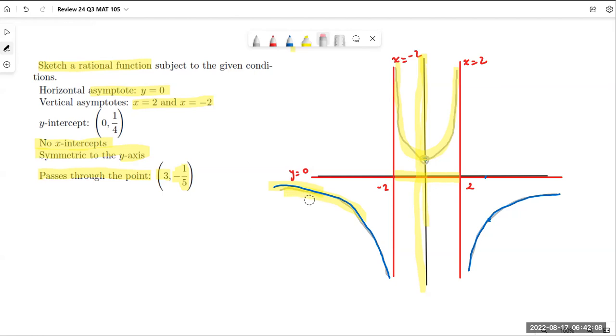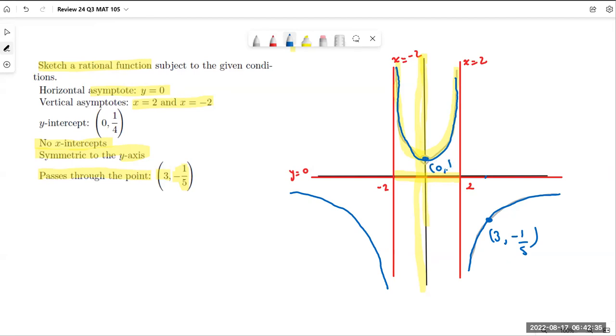Now we can graph it a little better. So this is going to go this way. Make sure it's symmetrical to this one. This one is going to go down, turn around, and go this way up. And this is supposed to be (3, -1/5), and this is supposed to be the point (0, 1/4). And you're all set. This is how it should look, all right?